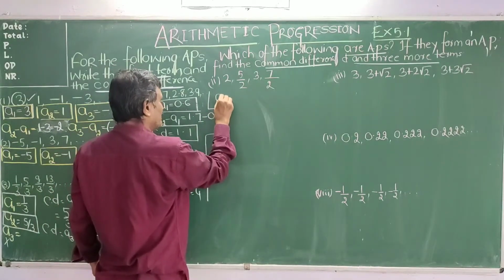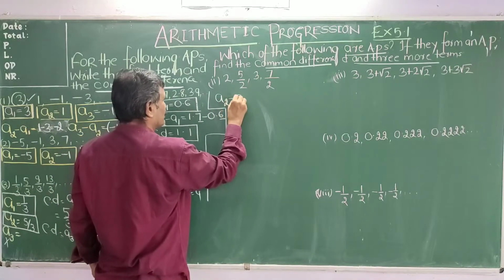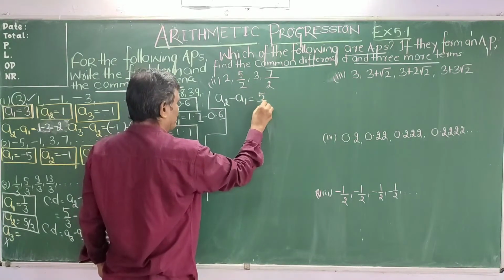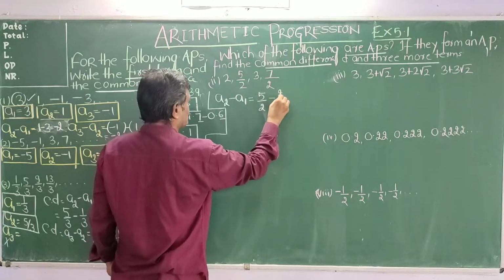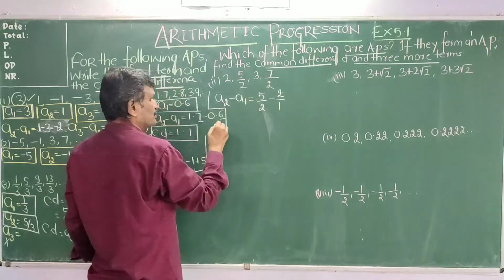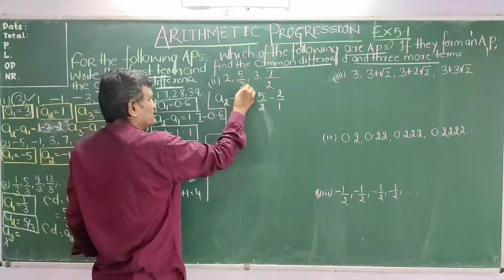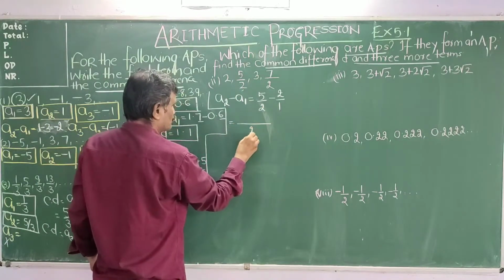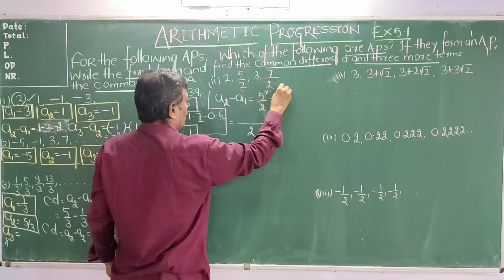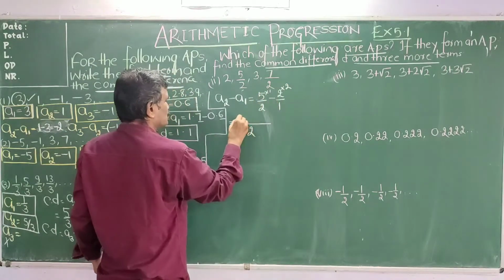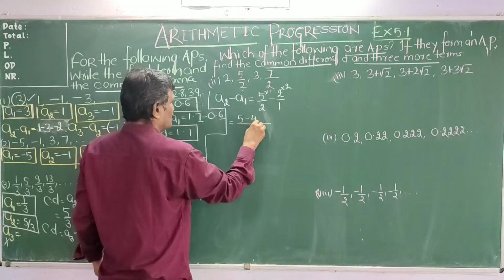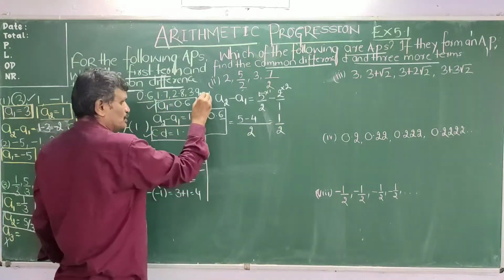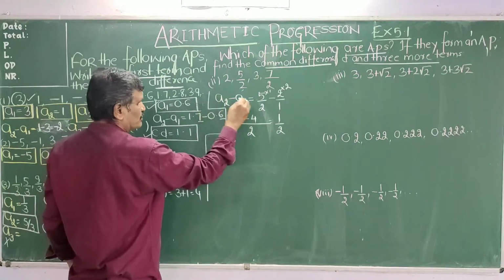I will find the difference of the second term and the first term. 5 by 2 minus 2 by 1, that is second term minus first term. Then the LCM is 2. 2 ones are 2, 1 twos are 2. So 5 minus 4 is equal to how much? 1 by 2. So the common difference I got is 1 by 2.